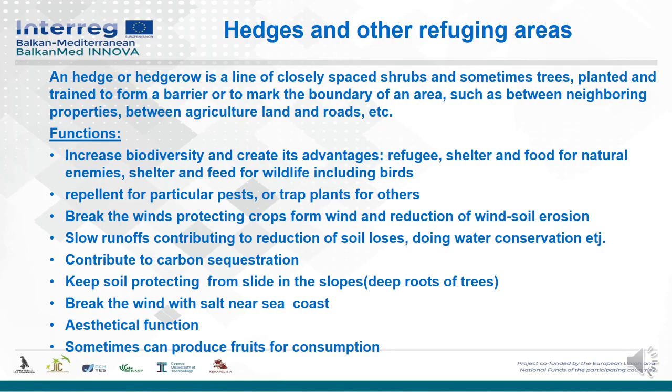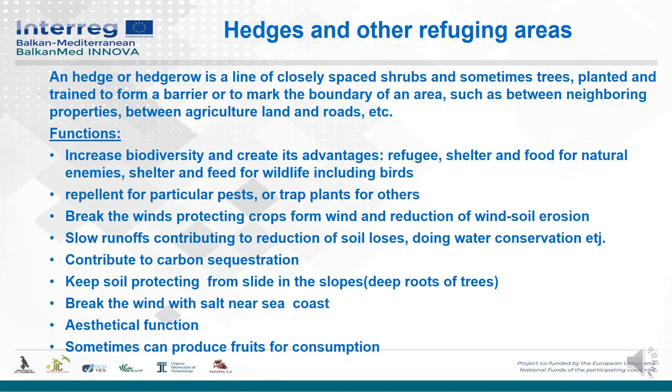A hedgerow is a line of closely spaced shrubs and sometimes trees planted and trained to form a barrier or to mark the boundary of an area, such as between neighboring properties, between agricultural land and roads, and so on.